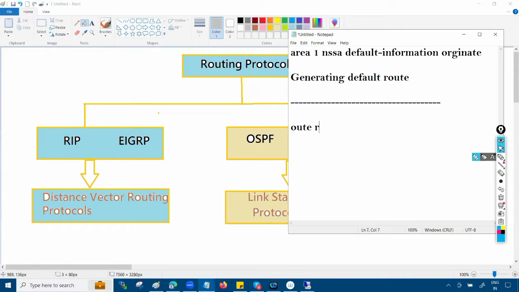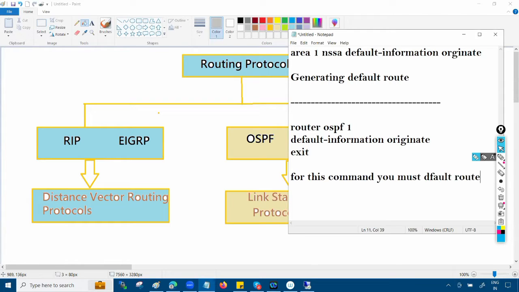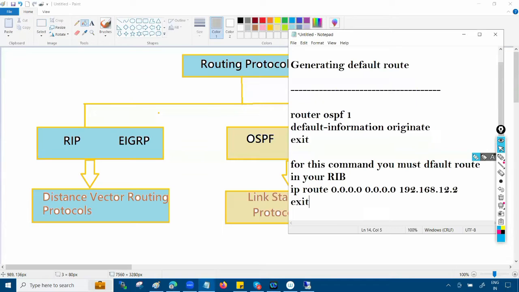Another way is what we have. You can use this command, default-information originate. You can use this command to generate the default route, but make sure that for this command, you must have a default route in your RIB. You must have a default route. Then OSPF will generate a default route in your OSPF table.